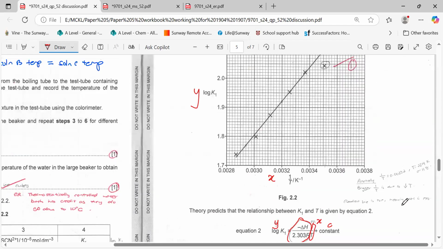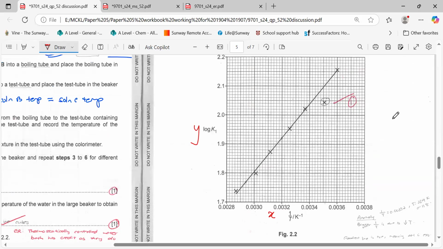Okay, first and foremost, the anomaly, okay, two things, all right. It's either the anomaly supposed to be here on the best fit line, which is a lower 1 over T, or the anomaly supposed to be up here, all right, which shows that you're supposed to have a higher log K1.